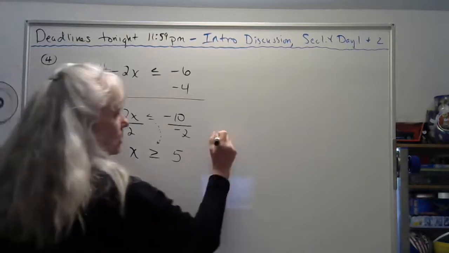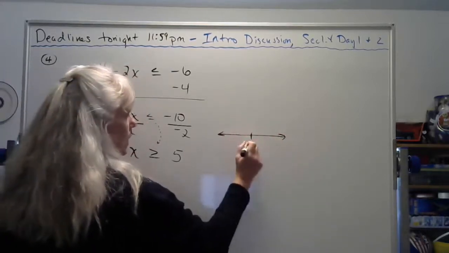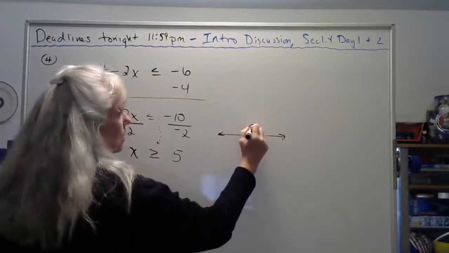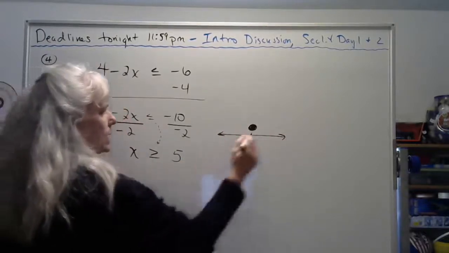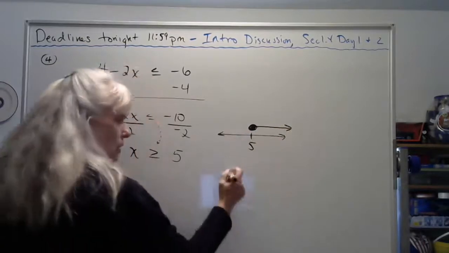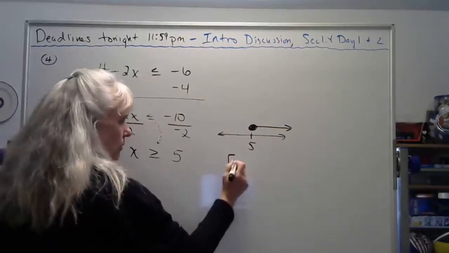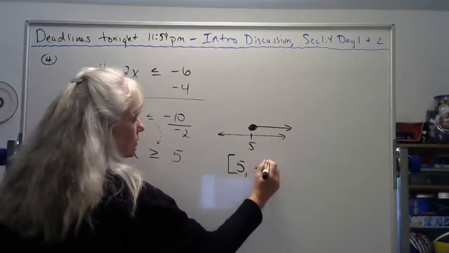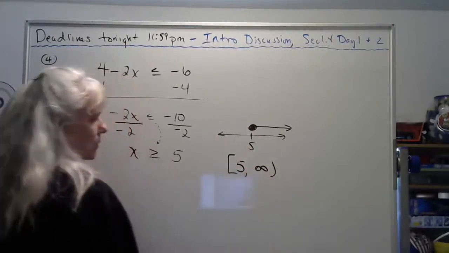So let's take it to our number line. Here again is the 5. The greater than or equal to says closed circle. And we need everything to the right, so we're going to go off to the right. In interval notation, we're going to start with a 5. We'll put a bracket because of the equal to and the closed circle. It heads off to infinity again with a parenthesis.